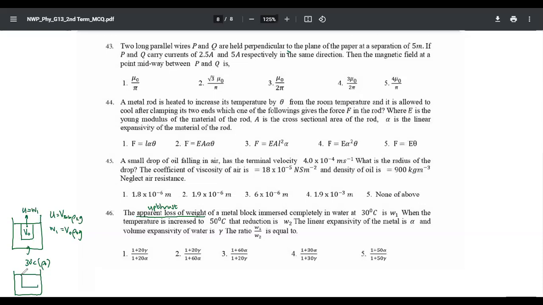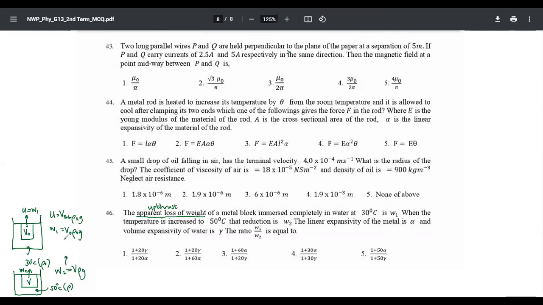Now the metal will expand. They have given the linear expansivity of the metal, so the new volume of the metal we take as V. At 50 degrees Celsius, the new temperature, let's take the density of the liquid as rho. The new upthrust acting now is W2. We have already defined upthrust, so W2 is equal to V rho g.